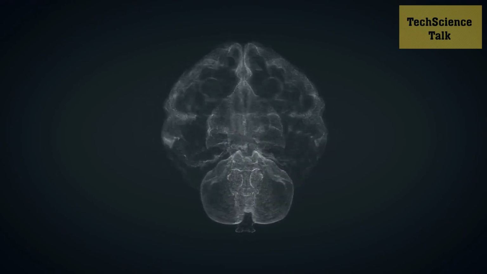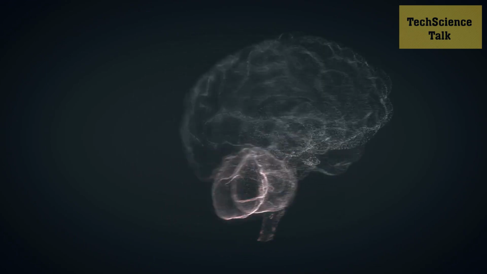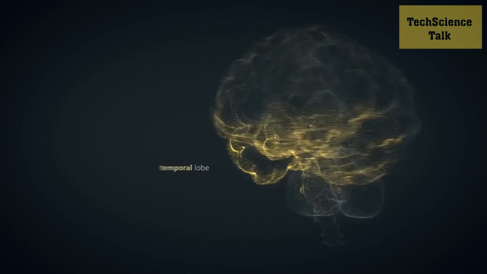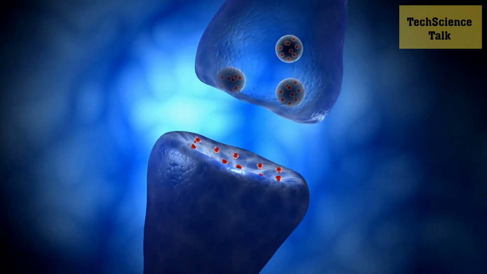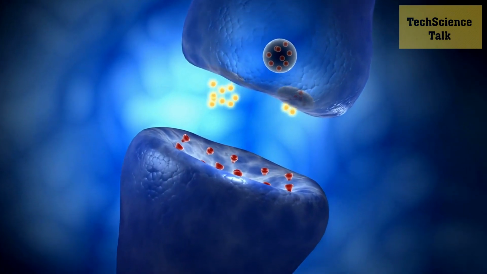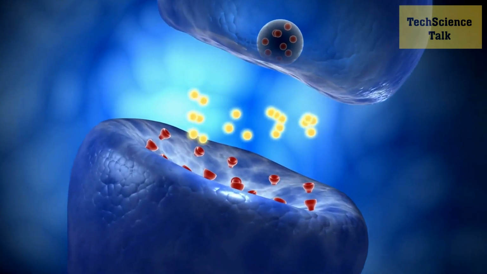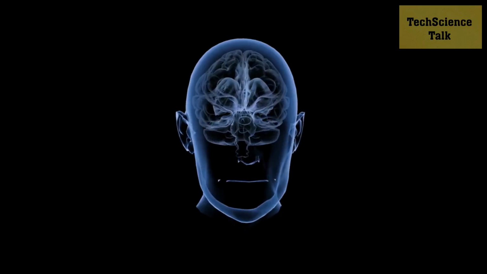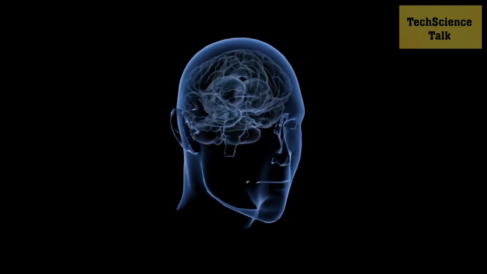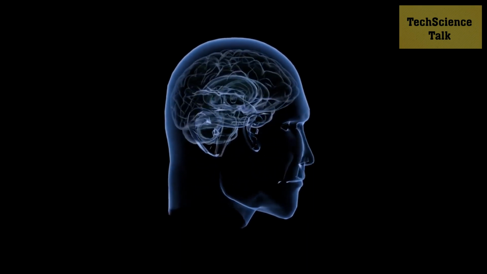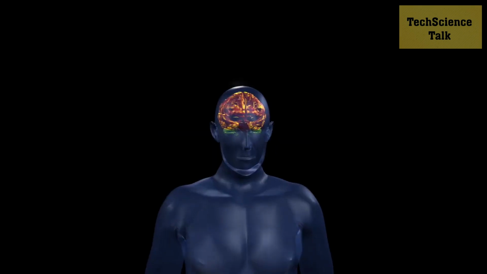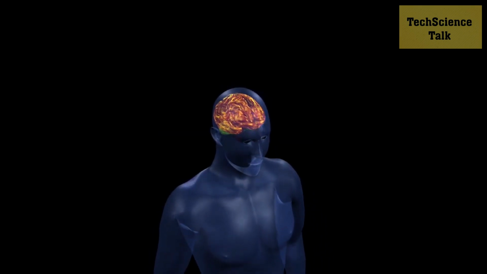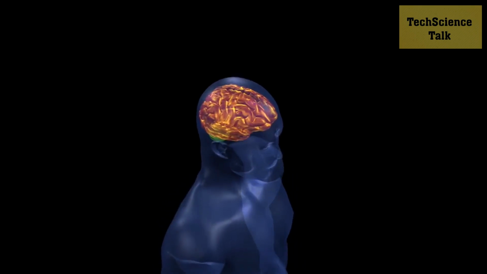In addition to these two areas, there are several other regions of the brain that are involved in language processing. For example, the arcuate fasciculus is a bundle of nerve fibers that connects Broca's area and Wernicke's area, allowing for the transfer of information between the two regions. The angular gyrus, located in the parietal lobe, is also involved in language processing, particularly in the processing of written language.